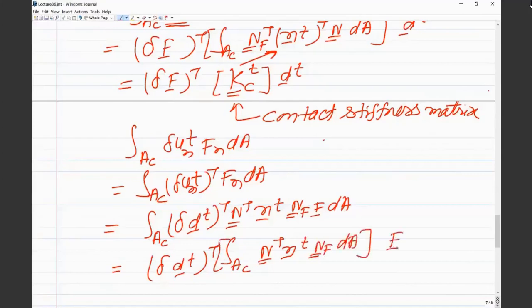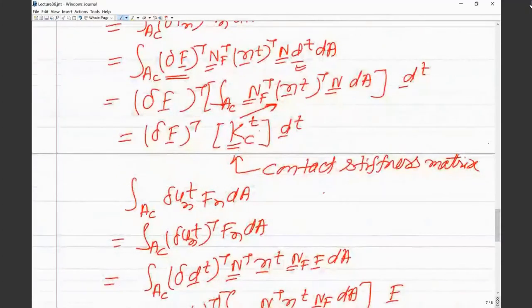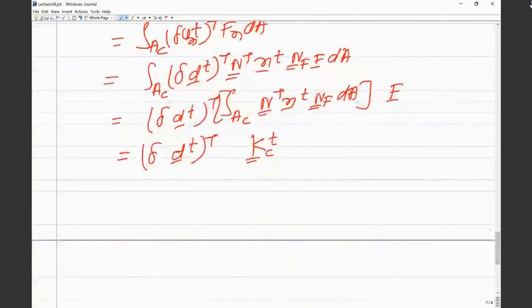And then this is vector F, this side. And this is basically defined as delta DT transpose and this is KCT. It's the same matrix, but it is transpose. If you look at what we have got over here, this KCT, there we have got just the transpose of this. So we can write this as KCT transpose into F, with a single underscore for F because it's a vector. So this is what you have.